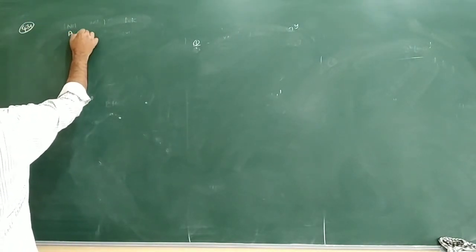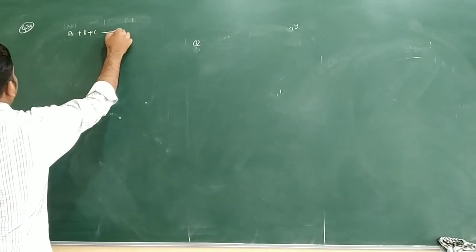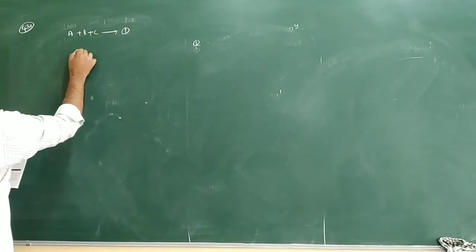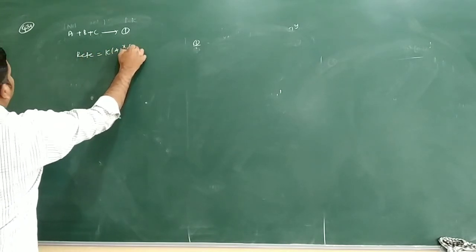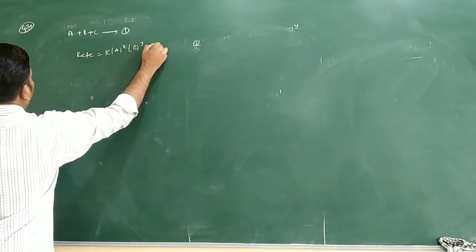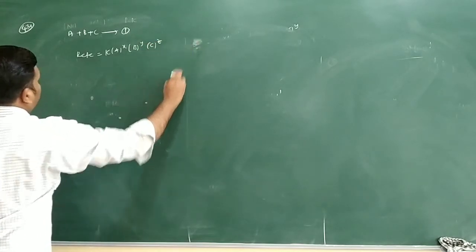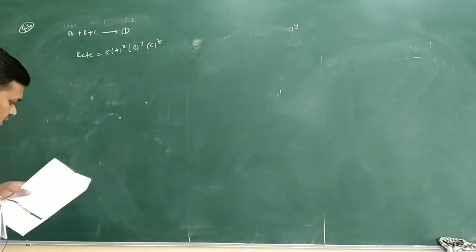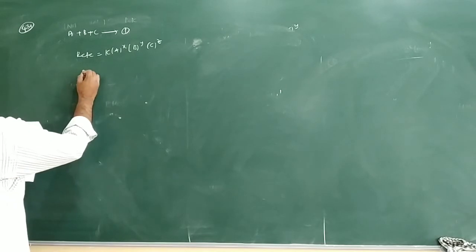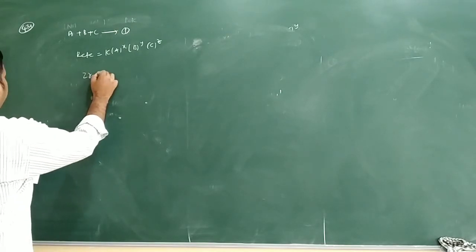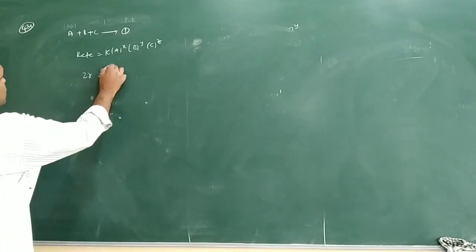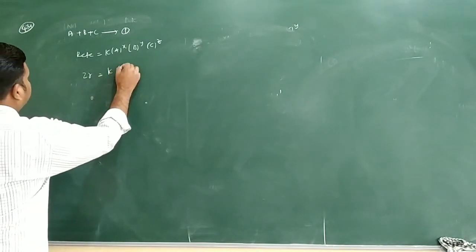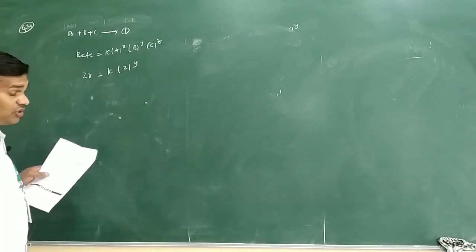I will write here A plus B plus C gives rise to product. Rate is equal to k into A whole power x into B whole power y into C whole power z. Clear? Now I want to write here, rate becomes 2 times when the concentration of B becomes double. So B becomes 2 times, this is 2 power y.